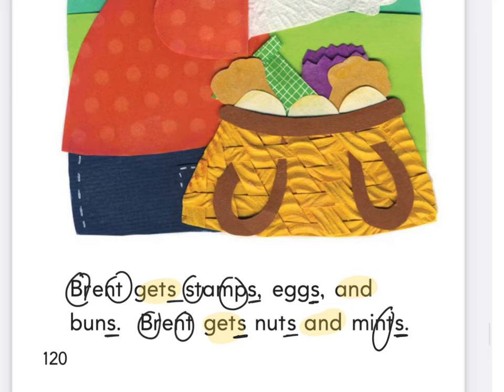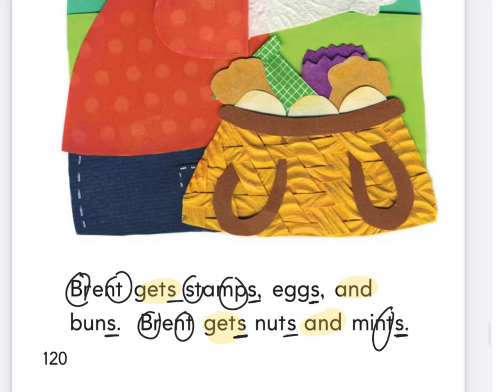Okay, let's read together. Shh, Lillian. Okay, fingers ready under the word Brent. Ready and read. Brent gets stamps, eggs, and buns. Brent gets nuts and mints.